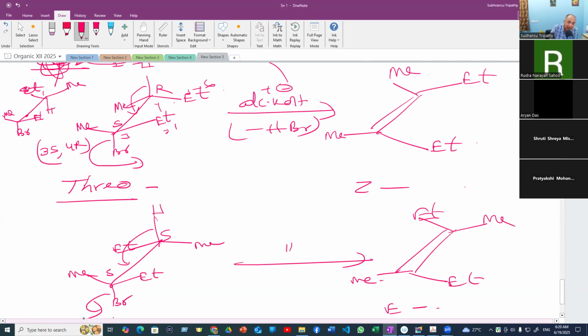This is the E-3,4-dimethylhex-3-ene. That is Z. So this is what we call stereospecific reactions. A particular stereoisomeric reactant will give you a particular stereoisomeric product. That is called a stereospecific reaction, 100%.